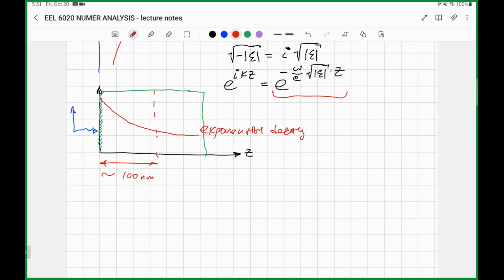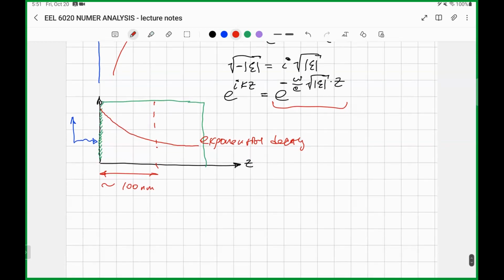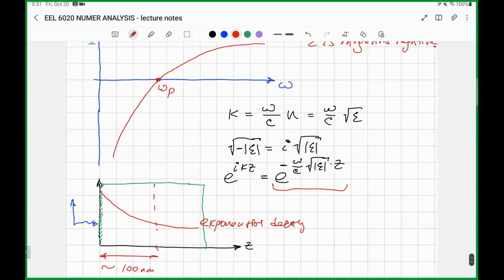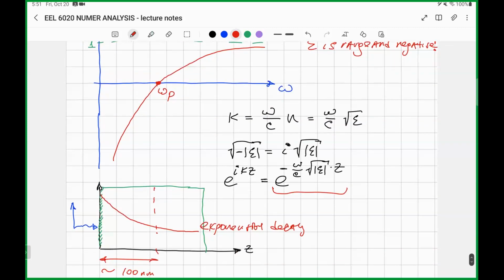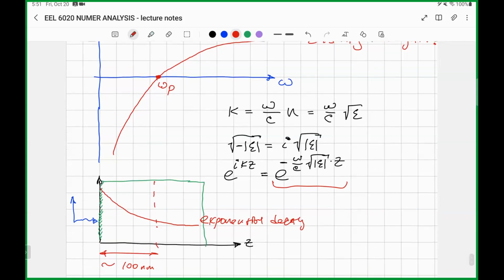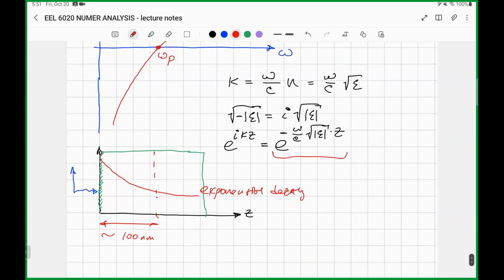So very, very quickly, the field inside of the metal decays in amplitude. But without dissipation, because for now we consider the case of no losses. So the wave decays in amplitude, but without dissipation. And where is the energy then? It reflects back like this. So it bounces off from the boundary of the metal.